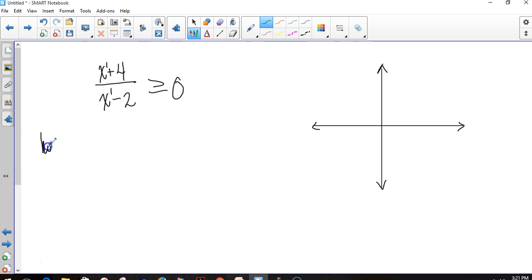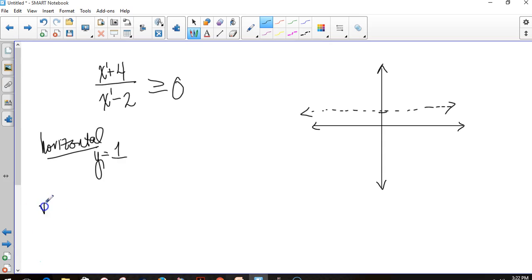And so my horizontal asymptote, because of the rule that uses the degrees, is going to be at the quotient of the leading coefficients, which is 1 divided by 1, which is 1. So I'm going to come to y equals 1 and put that in.